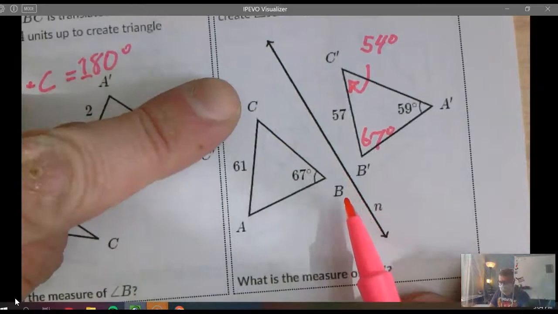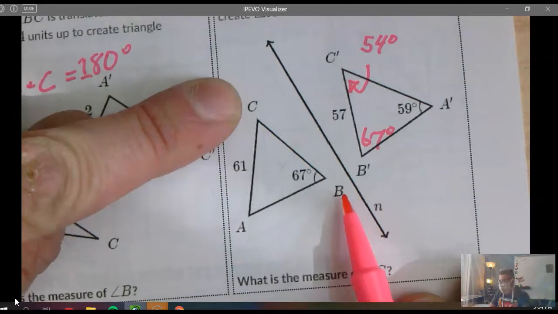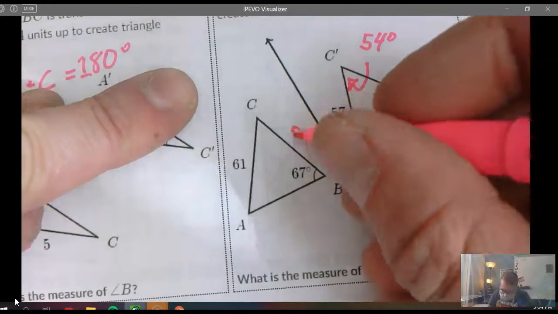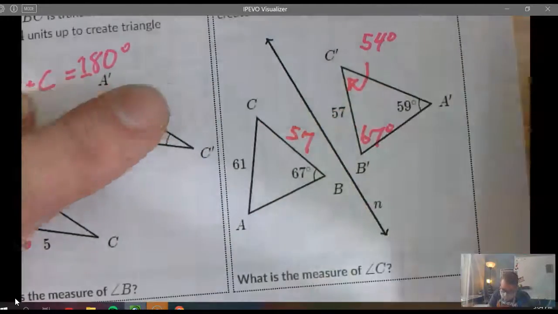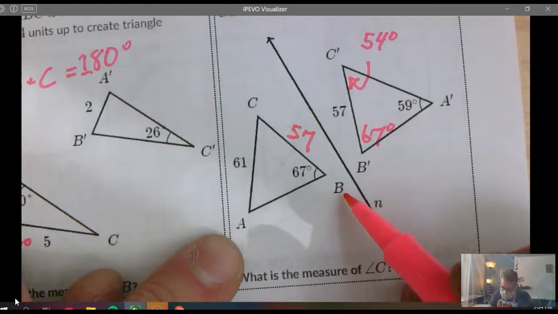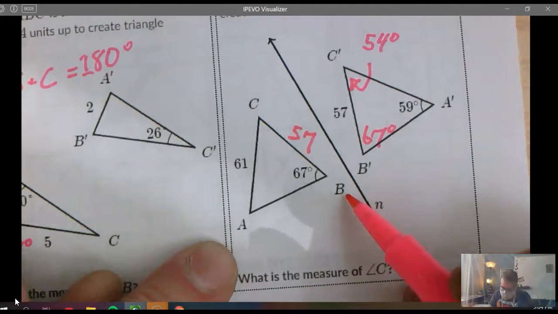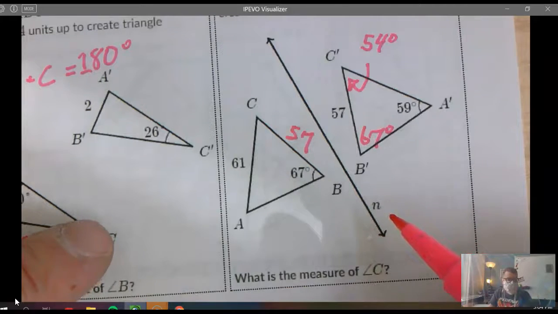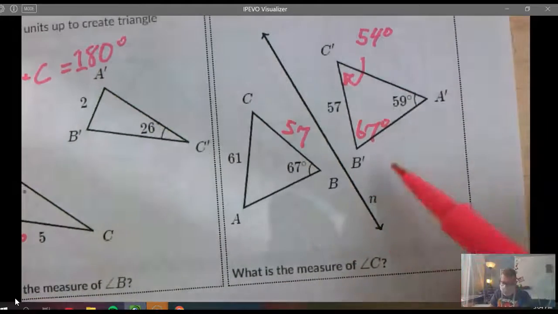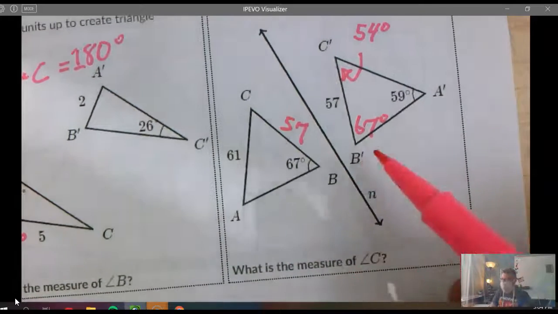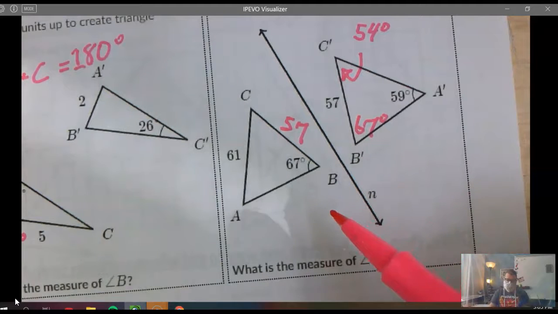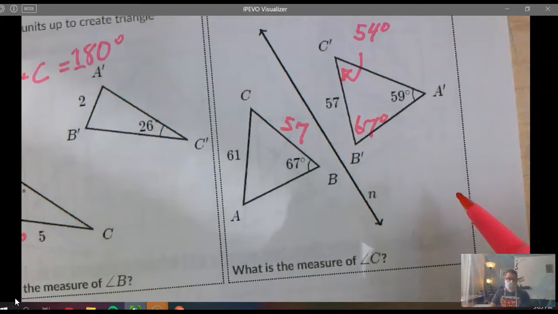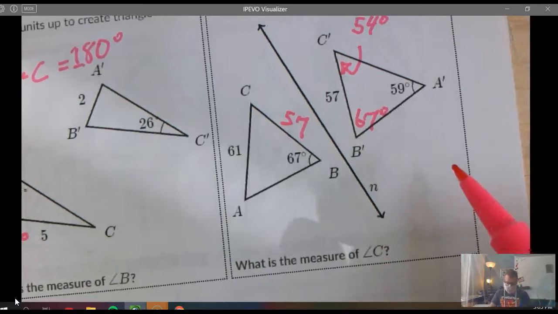What would CB measure? 57. AB? Guys, what's AB? We don't have AB. So until you learn trigonometry, you can't figure this out. Oh, yeah, you do. Trigonometry is awesome.